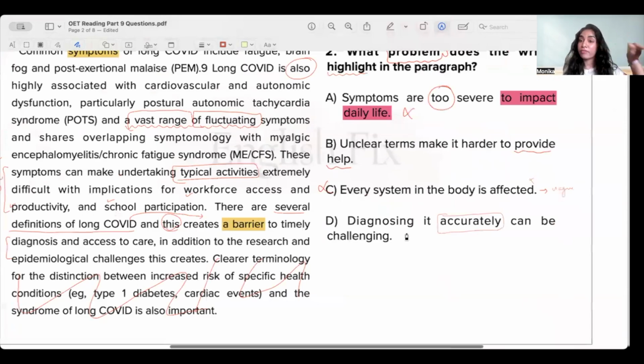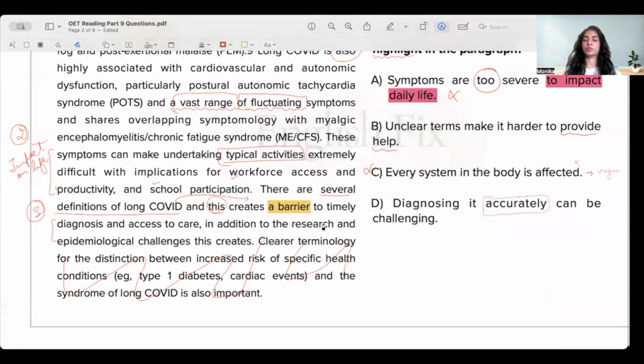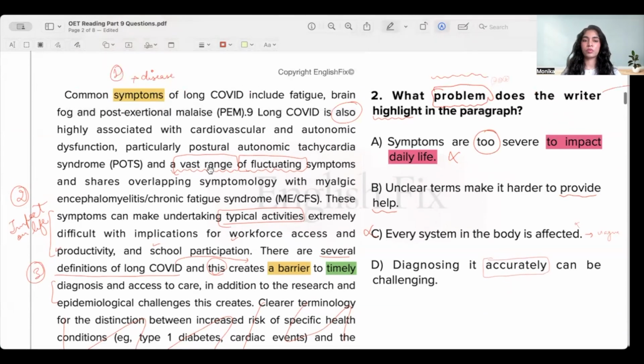Let me see where I found diagnosing and where they are saying this meaning. Well, here they said timely diagnosis. One second. Timely diagnosis means like diagnosing it as soon as possible or when it is required, but they talk about clear terminology, distinction between increased risk of specific health conditions and the syndrome is important. But they're not saying diagnosing it accurately is a problem. They talked about vast ranging, they talked about overlapping symptomatology with a particular disease condition, but they haven't said diagnosing it as a problem.